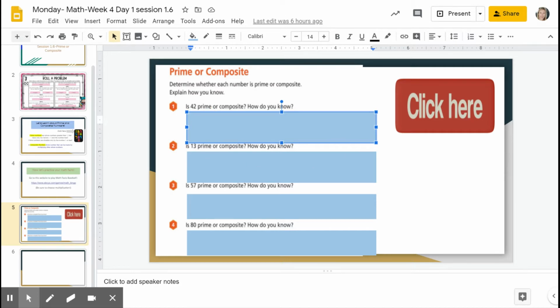If a number is prime, and don't forget there's a slide for you to look at with the definition in case you forget, and you can always rewatch the video. But if a number is prime, it only has two factors, 1 and itself. Now remember, factors when multiplied create a number.